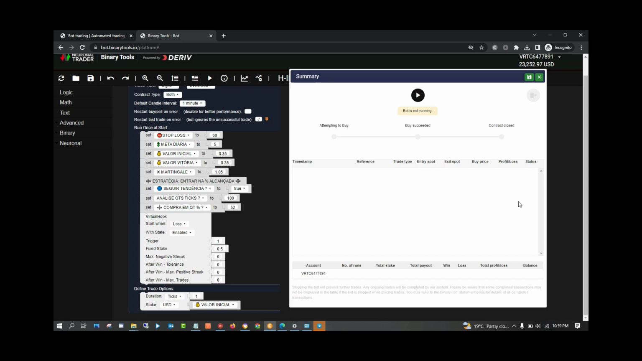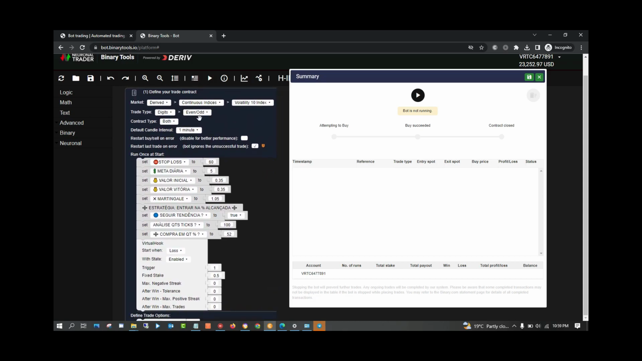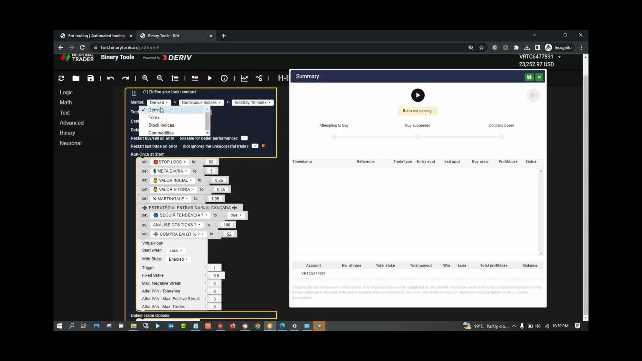Like in this bot here, it trades on digit even. According to what we see here, it is called digit even and odd, but it's trading mostly in digit even. And the volatility index is 10. And this is continuous indices, and it is on derived. We used to have synthetic indices here, but nowadays it's called derived.